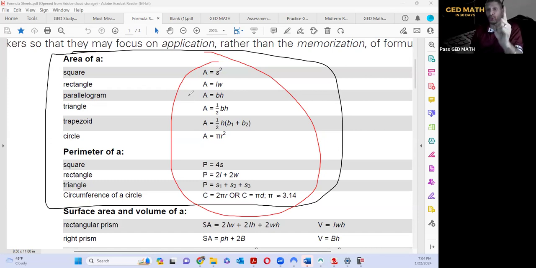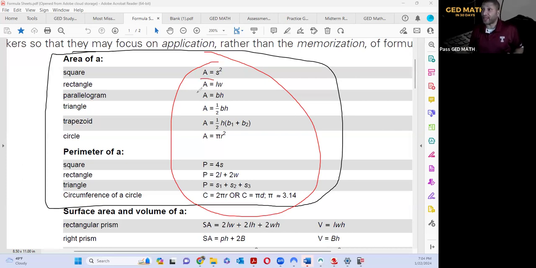What I'm telling you to do for every problem is read the question and identify what they want to know. So if they say, what is the radius? What is the diameter? What is the area? What's the length? What's the width? Identify what they want to know. Then identify your givens. What are they giving you? When they give you that shape, you know what formula to use.